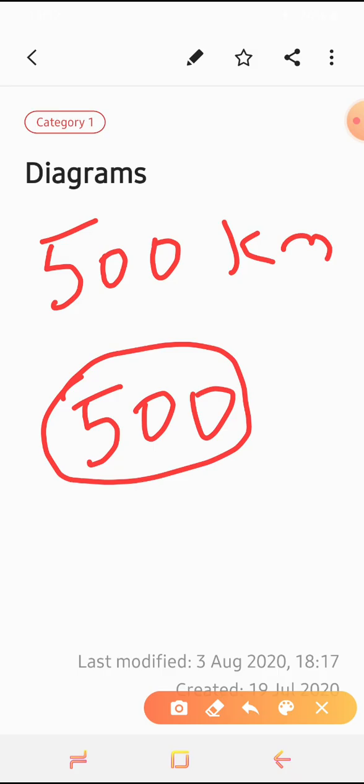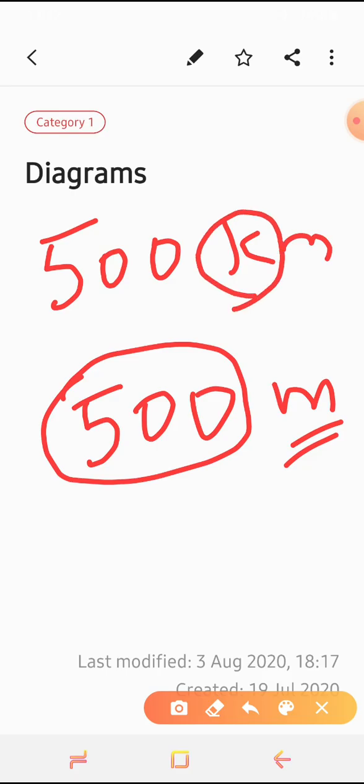What should he have said? Kilometer. A second student, who doesn't know whether it's kilometer or meter, says 500 meter. Is this right? Wrong. So the meanings differ. We all know 1 kilo is 10 power 3. So what is 10 power 3? That is nothing but 1000.